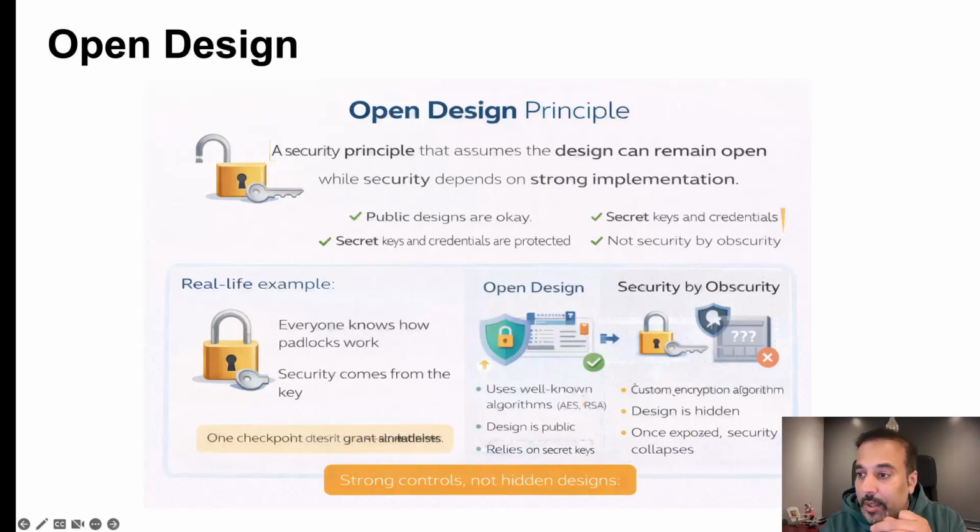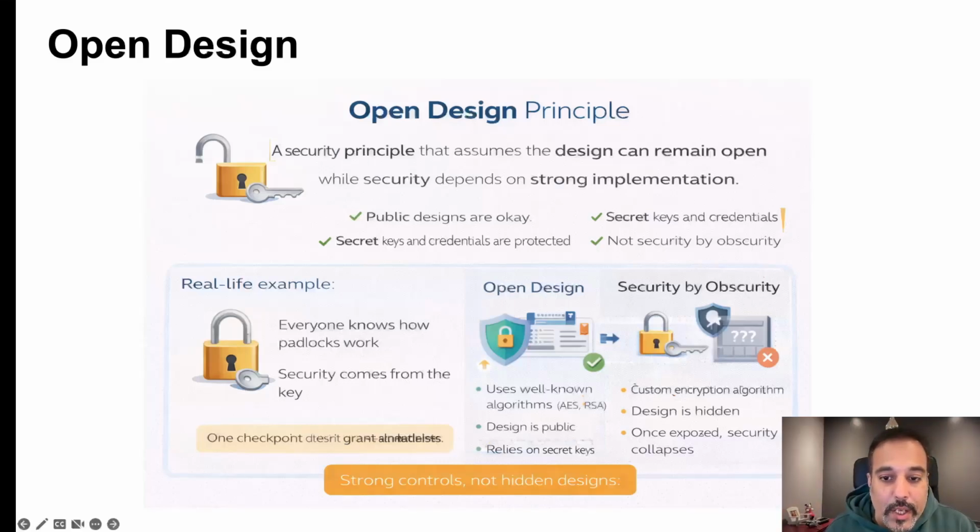So what we are trying to say here is, the design can be open, but the secret keys and credentials are things which you need to secure. Let's take another example, like the one we discussed earlier. Everyone knows how padlocks work. Security comes from the key, not from the padlock itself. It's the same padlock. You just need a key to open it. Same concept applies in an application as well.